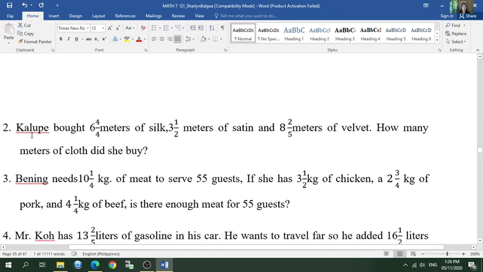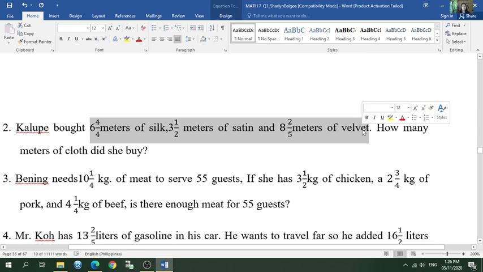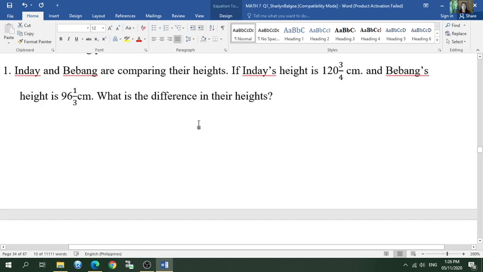Okay. Kalupe bought 6 and 4/4 meters of silk, 3 and 1/2 meters of satin, and 8 and 2/5 meters of velvet. How many meters of cloth did she buy? Okay, how many meters of cloth? Meaning to say, all of this will be added. Okay? All of this will be added and your unit will be in meters. Okay? For number 1, the unit is centimeter.